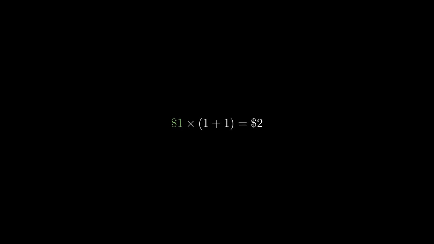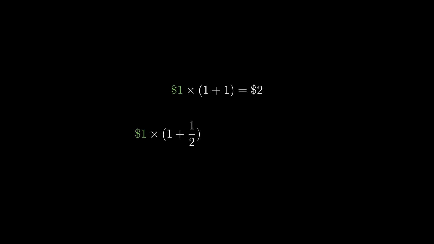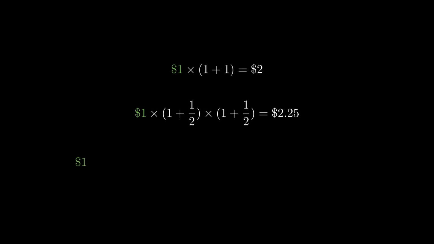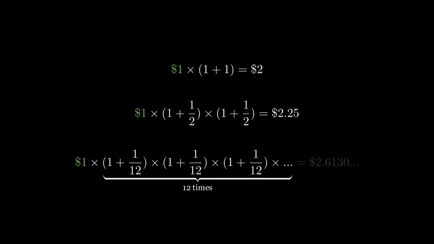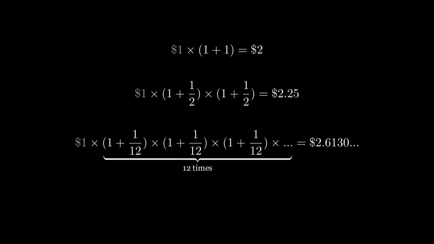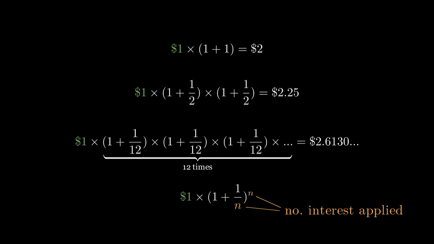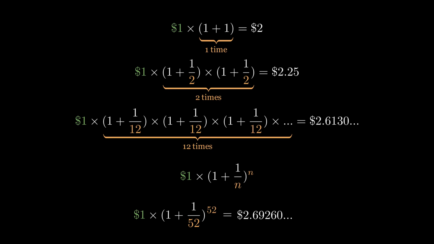What if the interest was applied twice within the year? Again, we start with $1, but this time half of the interest is applied first, then the other half of the interest is applied again. Now what if the interest was applied every month? Start with $1 and the interest divided by 12 is applied 12 times. You can probably see the pattern, where n is the number of times interest is applied. With this, we can easily calculate our return if interest was applied every week.